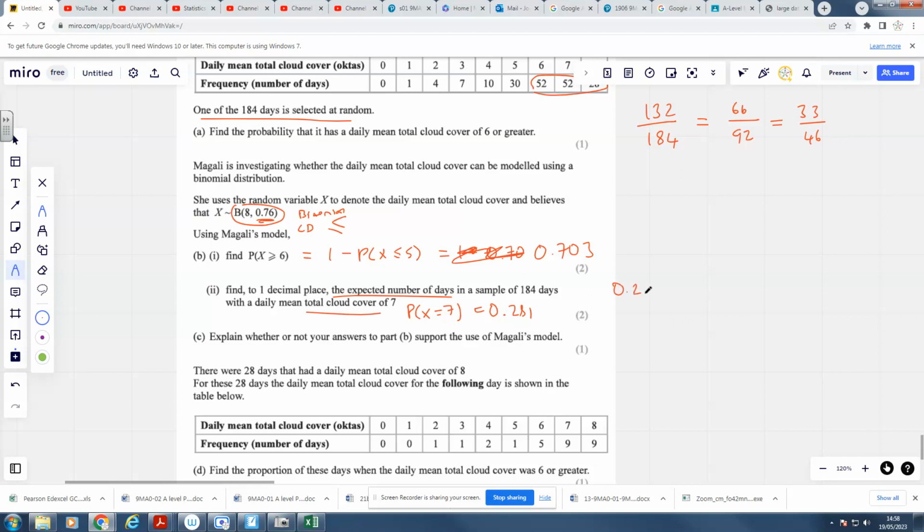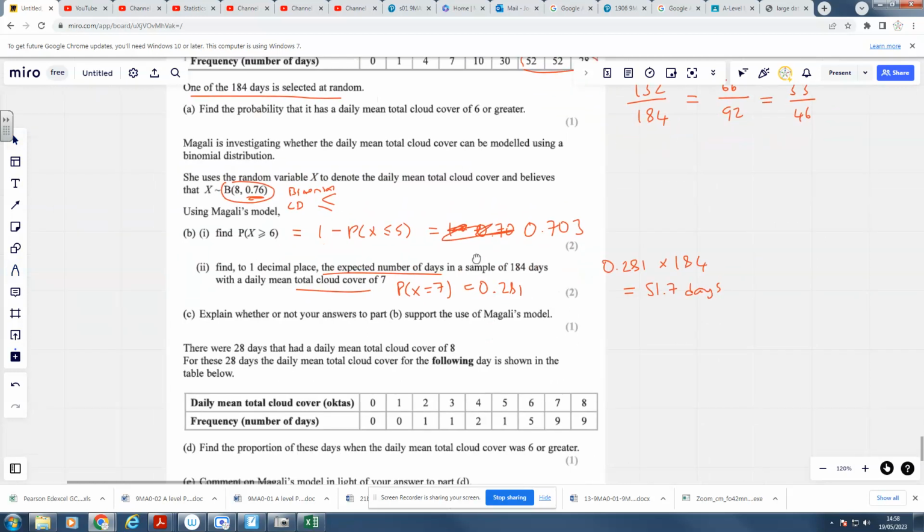And so you're just going to do 0.281 times by 184. That's how expectation kind of works. They want it to one decimal place, so 51.7 days. Now look at this. That's remarkably close to the 52 we should have had.